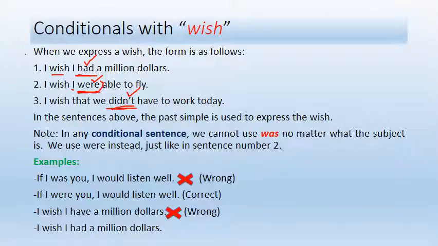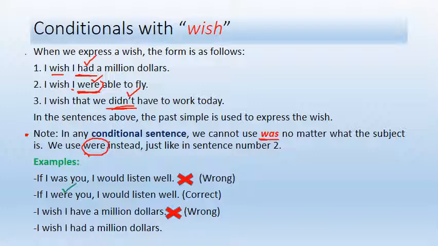Okay? Again, I'll read the note. In any conditional sentence, we cannot use was. I, you, we, they, he, she, it, were. Okay? We use were instead. Okay? Now let's take a look at those quick examples. If I was you, I would listen. Wrong. If I were you.